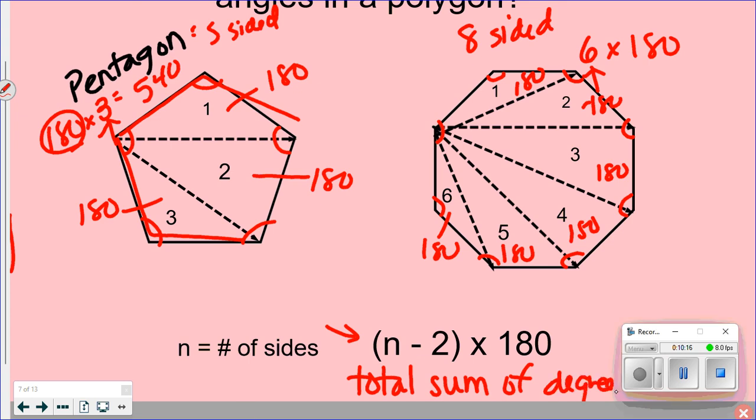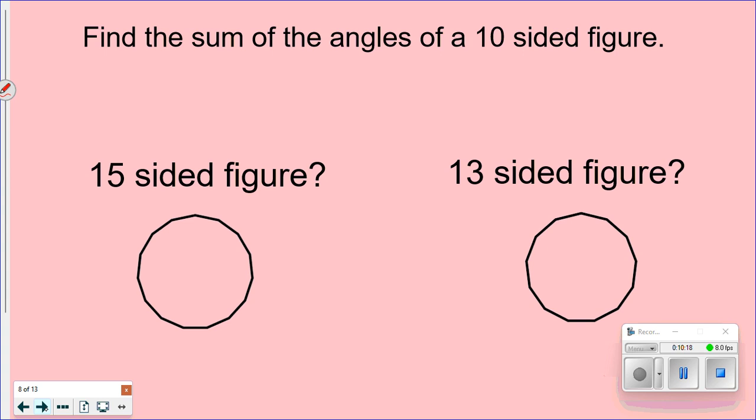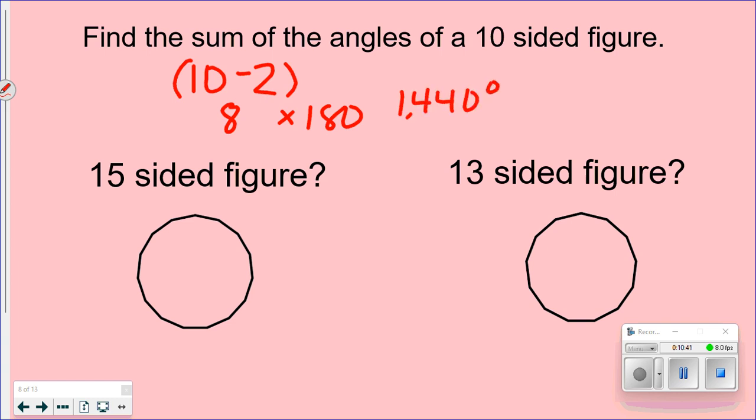So the total sum of degrees. Let's try one together. Let's look at the top. It says find the sum of the angles of a 10-sided figure. So I would take the number of sides minus 2. That would be 8 times 180. So 8 times 180 would be 1,440 degrees total in that figure.